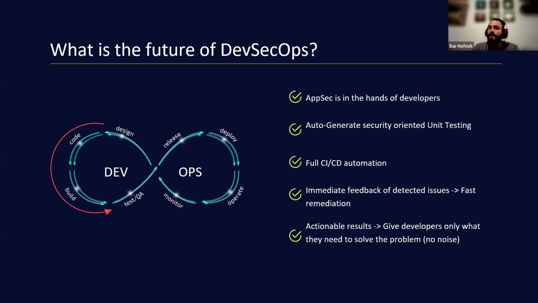Auto-generate security-oriented unit testing. That's something pretty cool. So basically, you already have unit tests, right? You write your code, you add unit tests, you add integration testing, end-to-end. Think about an application security solution that's going to auto-generate security-oriented unit testing. So that will be very cool.